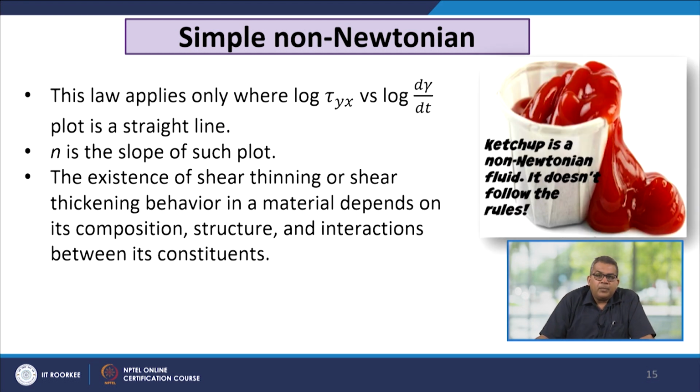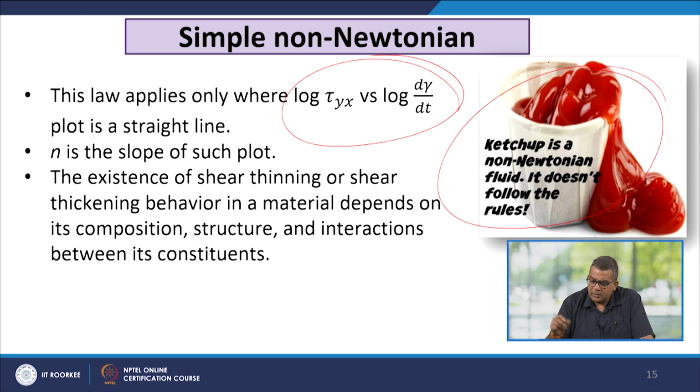Now, this law applies only when the plot of log tau yx versus log dy over dt is a straight line. Now, n is the slope of this plot, and the existence of shear thinning or shear thickening behavior in a material depends on the composition and interaction between its constituents. Now, you see that ketchup is a non-Newtonian fluid. It does not follow the rules.